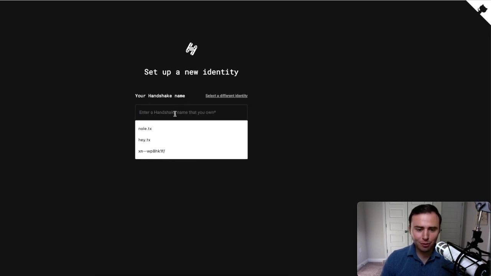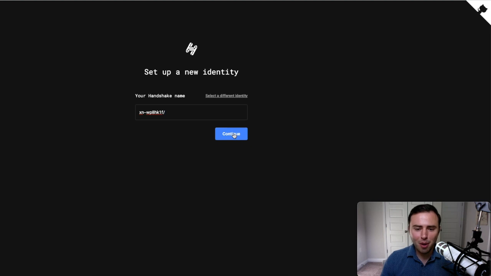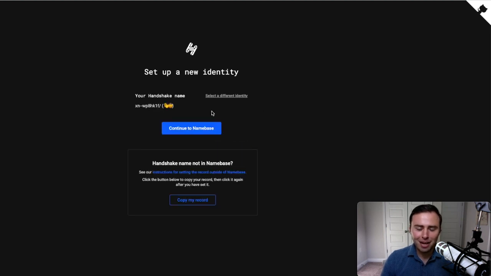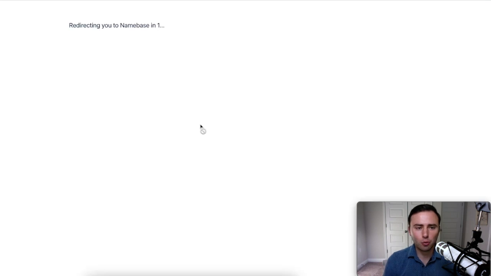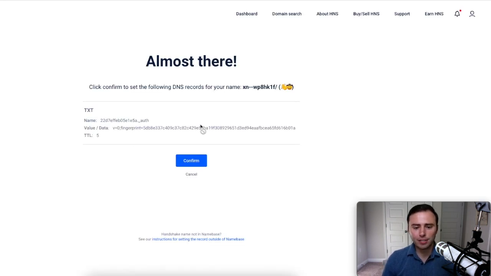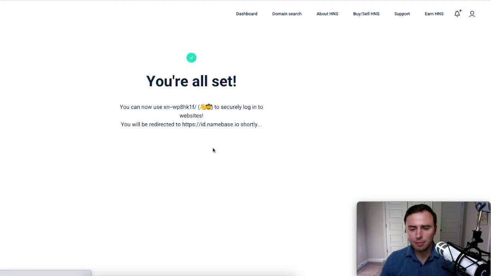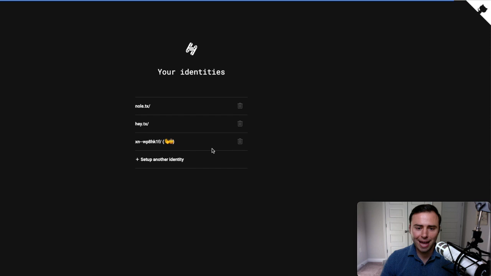I'm going to make it a little more fun and use an emoji to log in. I have this Handshake name, a little symbol for hey.tx. And so you see, I just went ahead and did that. I'm going to continue to Namebase. Namebase has the record that I own that name. Of course, there are different ways to go about this, but this is just to set it up. It's going to be a lot easier once you have it set up.